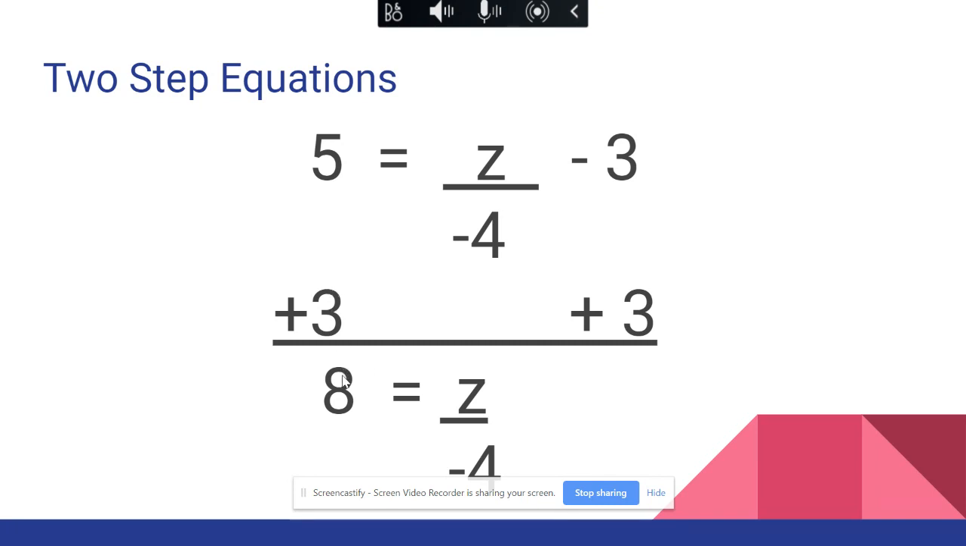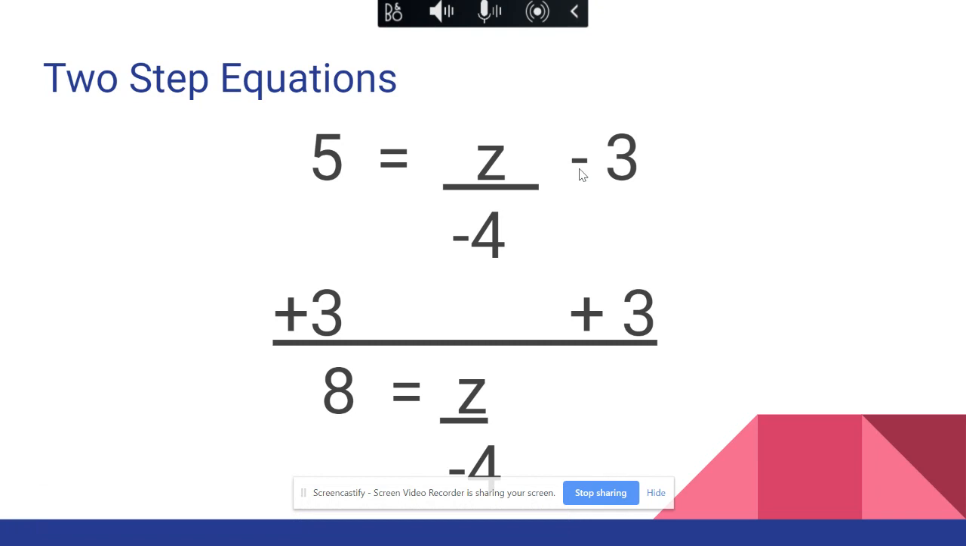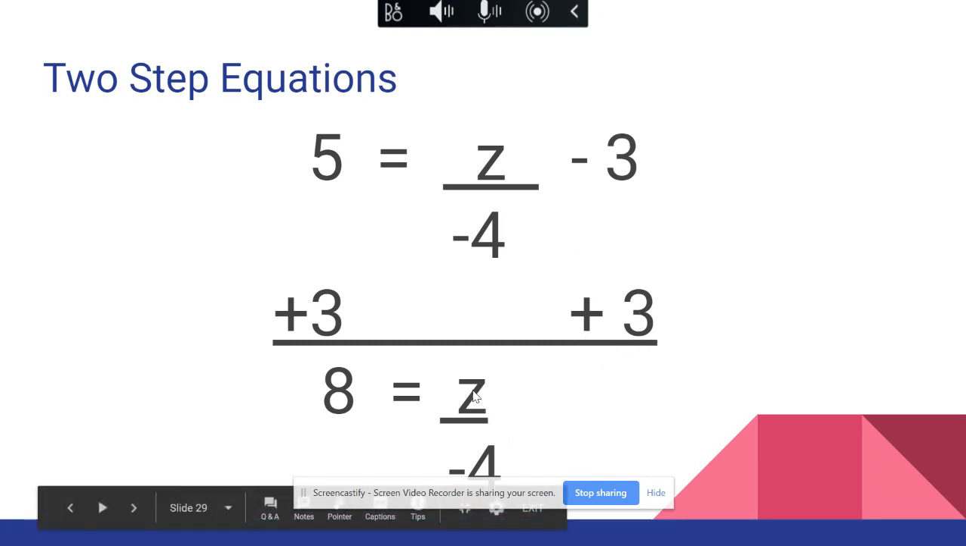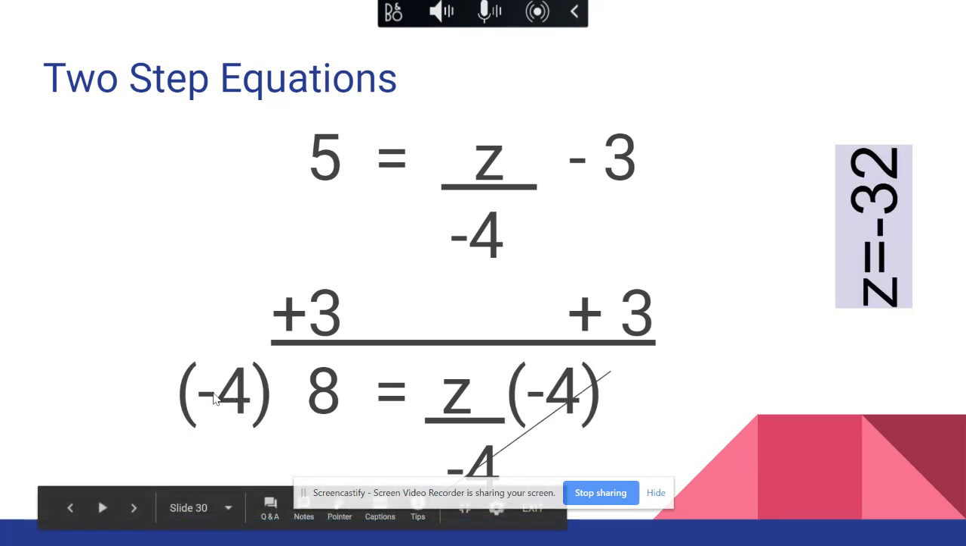5 plus 3 is 8. Then I'm bringing down my whole variable part, the z divided by -4. And then -3, plus 3 gives me 0, that canceled out. Okay, now I have my variable z divided by -4, which means I have to do the opposite. I'm going to have to multiply by -4 on both sides.